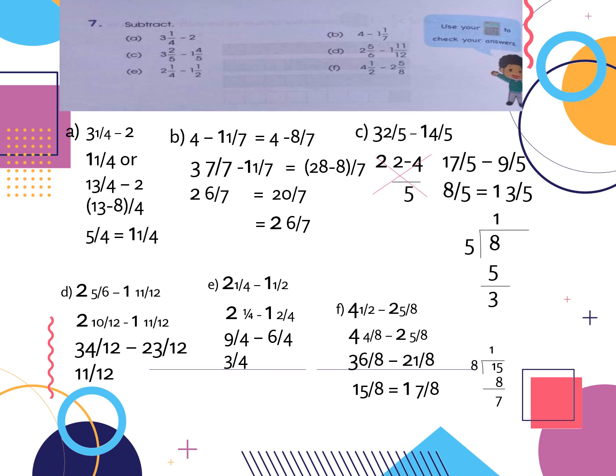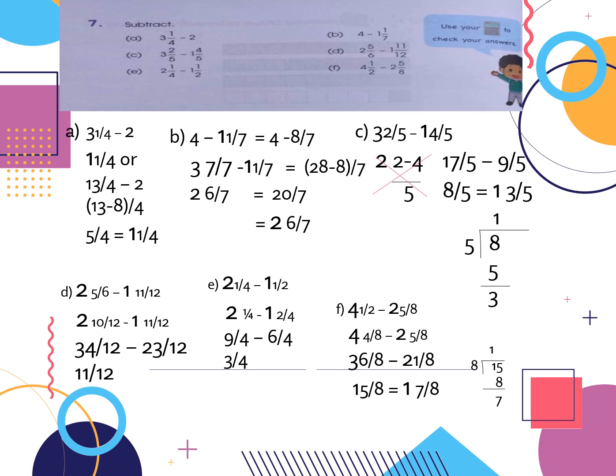So what we are going to do is first convert these mixed numbers into improper fractions by multiplying. 12 multiplied by 2 is 24 plus 10 is 34 over 12, minus 12 into 1 is 12 plus 11 is 23 divided by 12, and we have 34 minus 23 over 12, which is 11 over 12, and this is our answer.